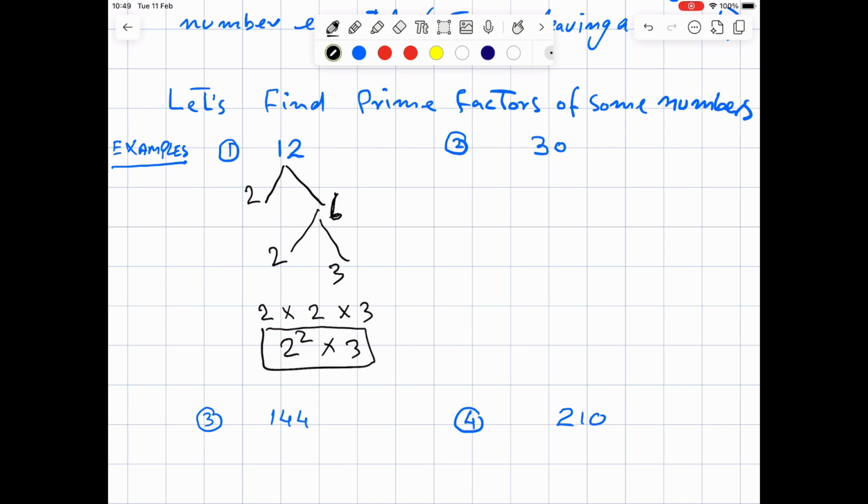And now prime factors for 30. 30 is an even number, which you can divide by 2, giving us 15. 2 times 15 is 30. And then 15 can be divided by 3 and 5. So the prime factors for 30 are 2 times 3 times 5.